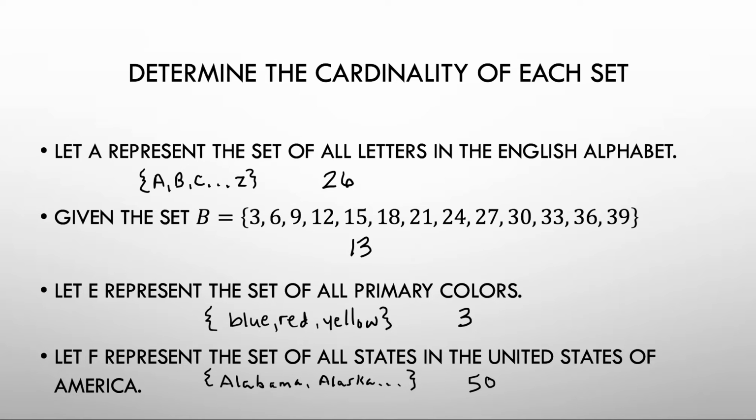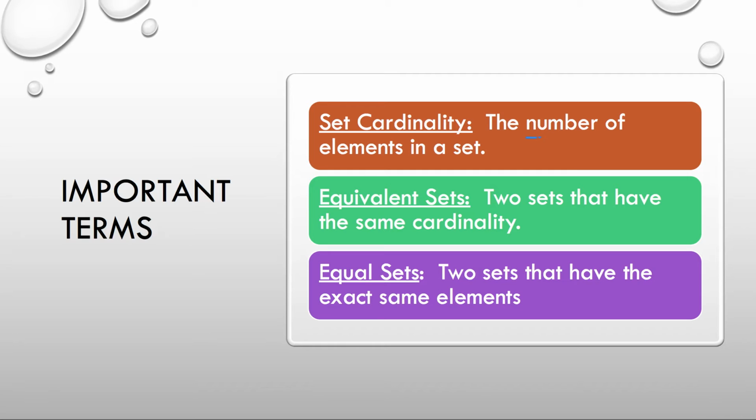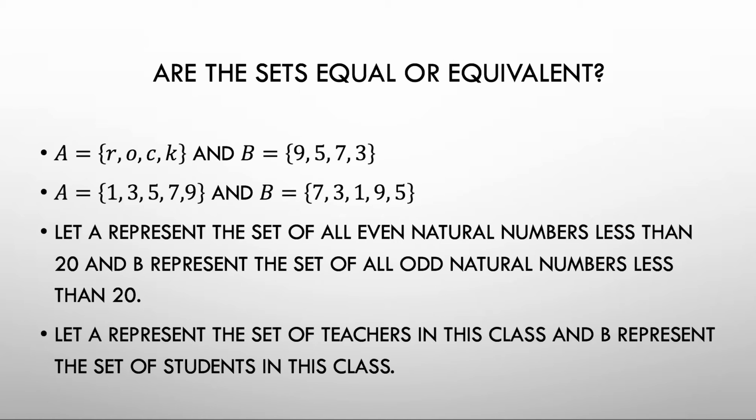The next thing that we'll look at is the idea of equal and equivalent sets. So I'm going to go back to the definition for just a second. Remember that equivalent sets have the same cardinality, meaning maybe they both have 5 elements or they both have 10 elements. They have the same number of elements in the sets. Equal sets means that they have the exact same elements. So our example gives us 2 sets and asks us, are they equal or equivalent or possibly neither?